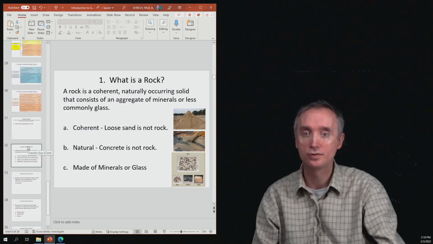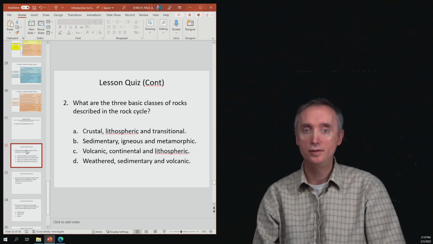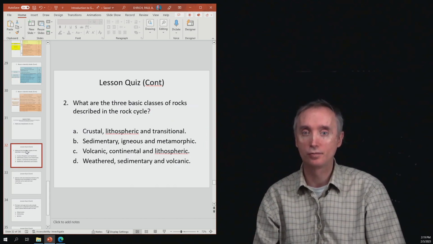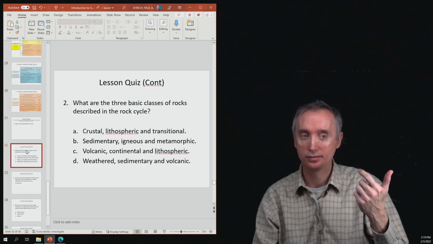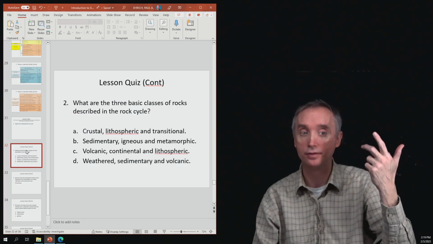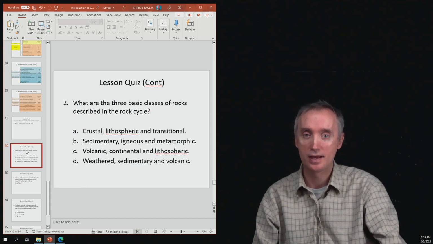All right, let's go to question number 2. What are the 3 basic classes of rocks as described by the rock cycle? Okay, so we discussed that there were igneous, metamorphic, and sedimentary rocks. So the answer is going to be B.